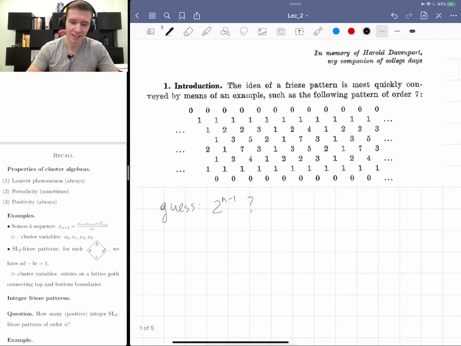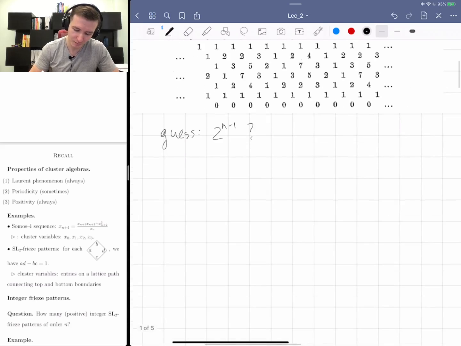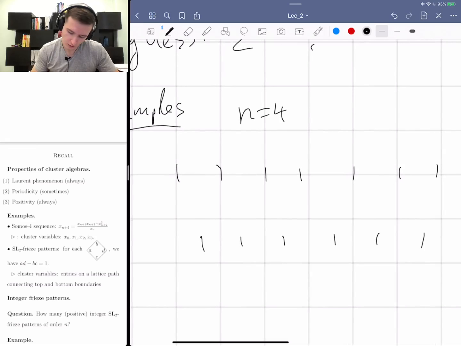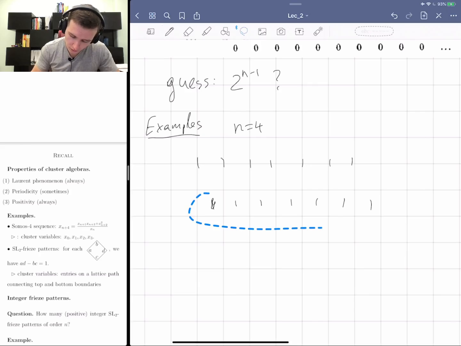Okay, let's try to compute some examples. Let's say I choose n to be equal to 4. So I have 3 rows. So 1, 1, 1, 1, 1, and then this is also going to be 1, 1, 1, 1, 1. Wait, is this too much? I'm supposed to have 3 rows, so okay, not good.